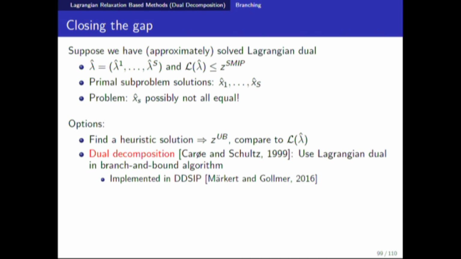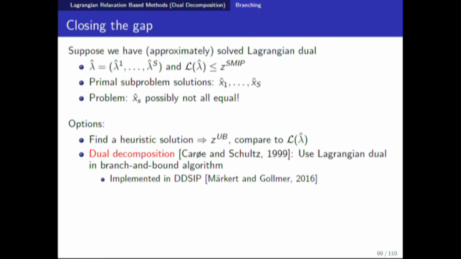So what can we do? Well, the first thing we can do is hopefully find a heuristic solution, get some upper bound, and compare that to the lower bound that we already have. If they're already close to each other, then I would just stop. I'm happy enough. I have a close to optimal solution because I have a good solution and I have a bound that shows it's good.